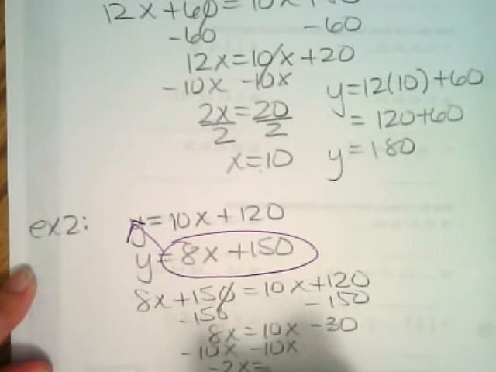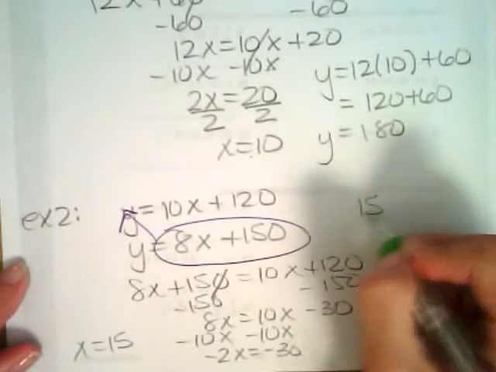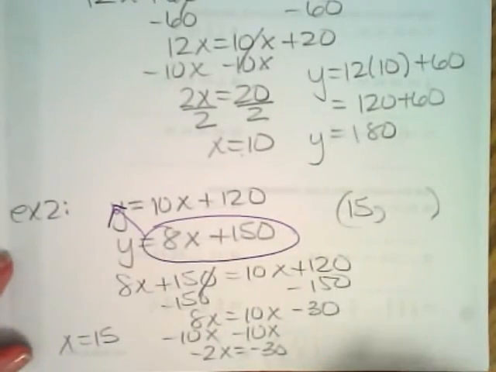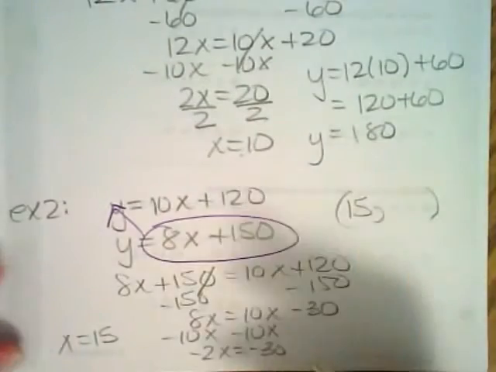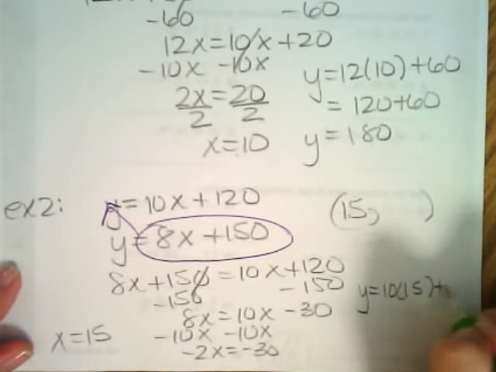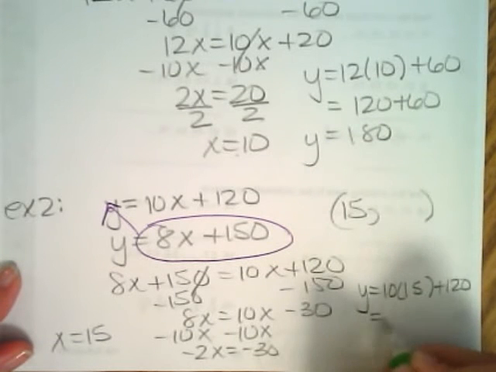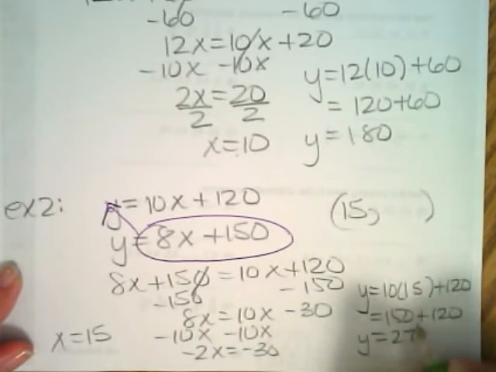And you get negative 2x is equal to negative 30, so x is 15. That's just the x-coordinate. Now we've got to plug the 15 back in, and I can plug it in either one. I'm going to plug it in the top one, just changing it up to show you that it really doesn't matter. 10 times 15 is 150. 150 plus 120 is 270.